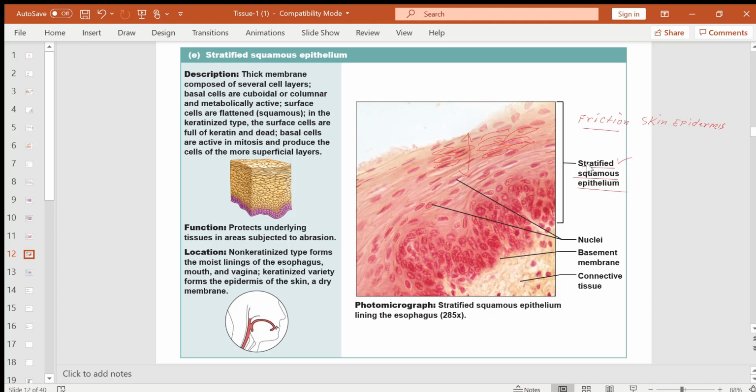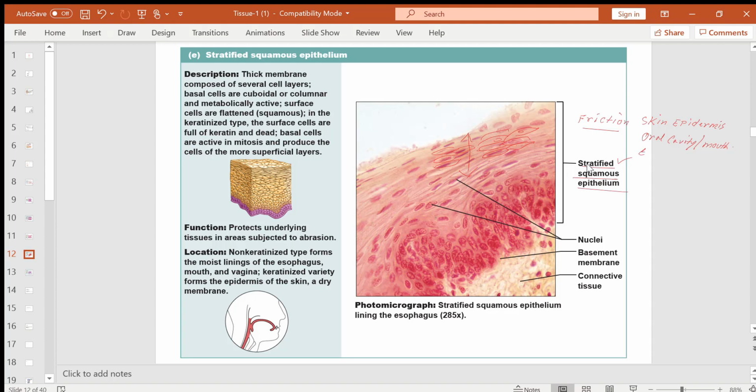Inside the mouth or oral cavity, the lining is stratified squamous because when you put the food and chew the food, right, so friction occurs. So stratified squamous. Inner lining of the esophagus.